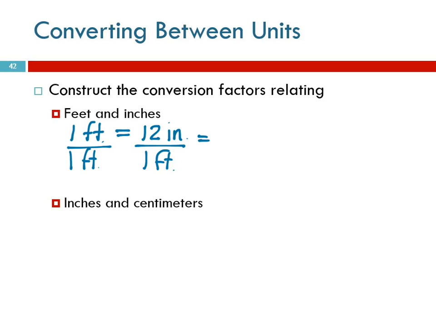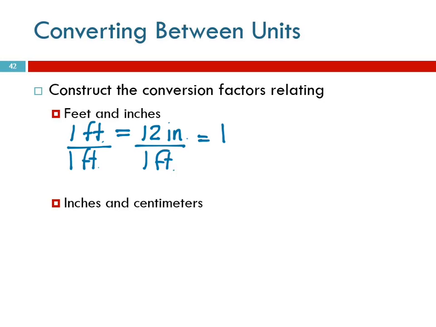So this is numerically equal to 1. If I multiply something by 1, the value doesn't change. If I take 5 feet and multiply by 12 inches over 1 foot, I have not changed the quantity. I am only changing the units.